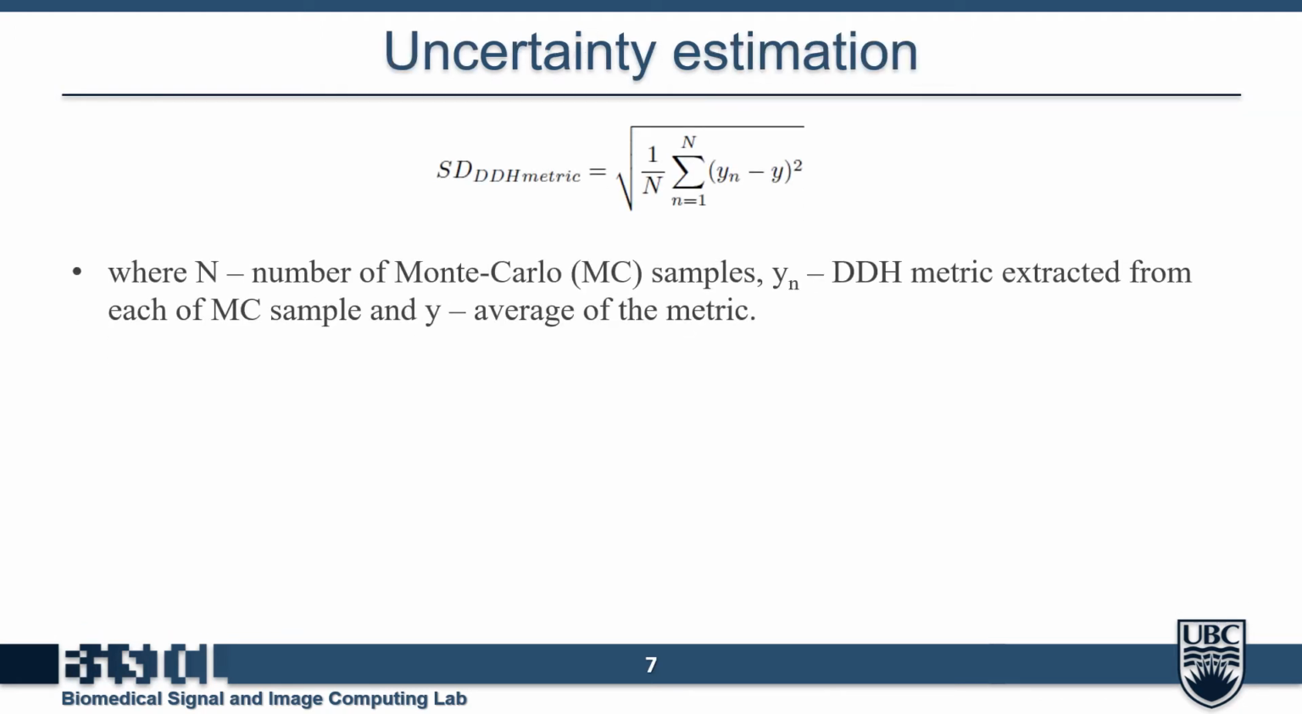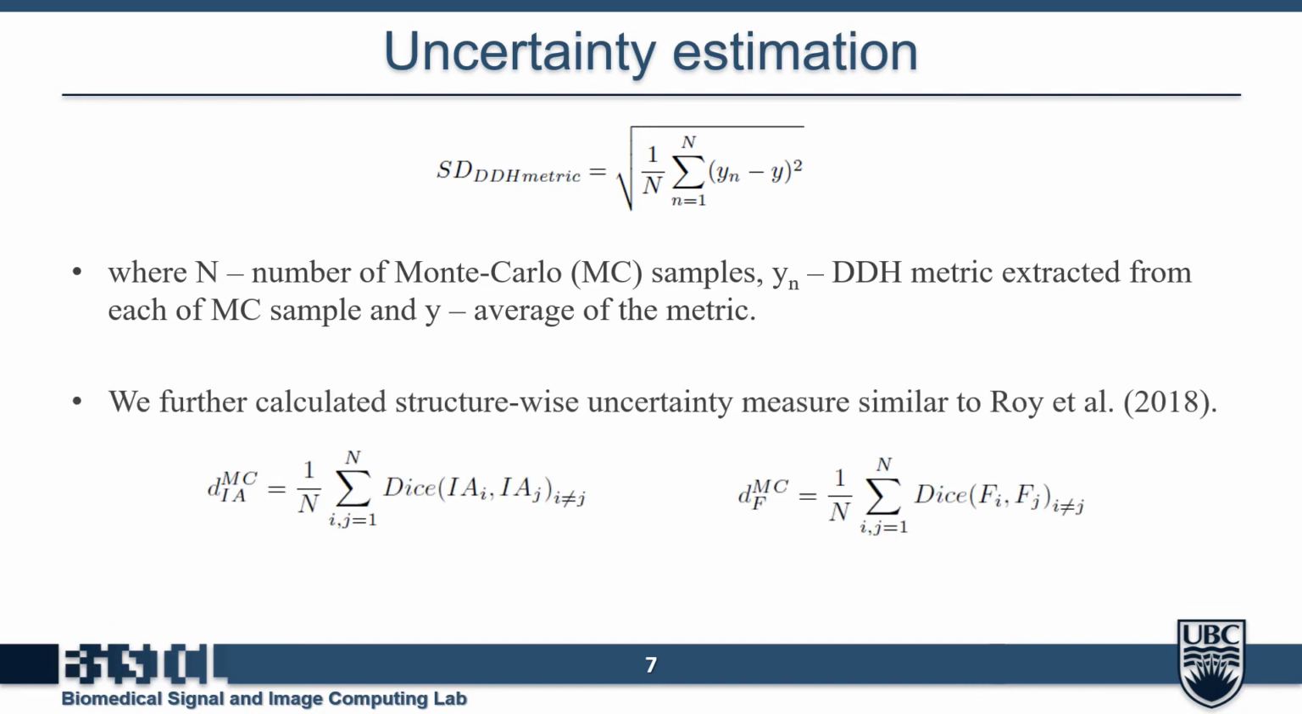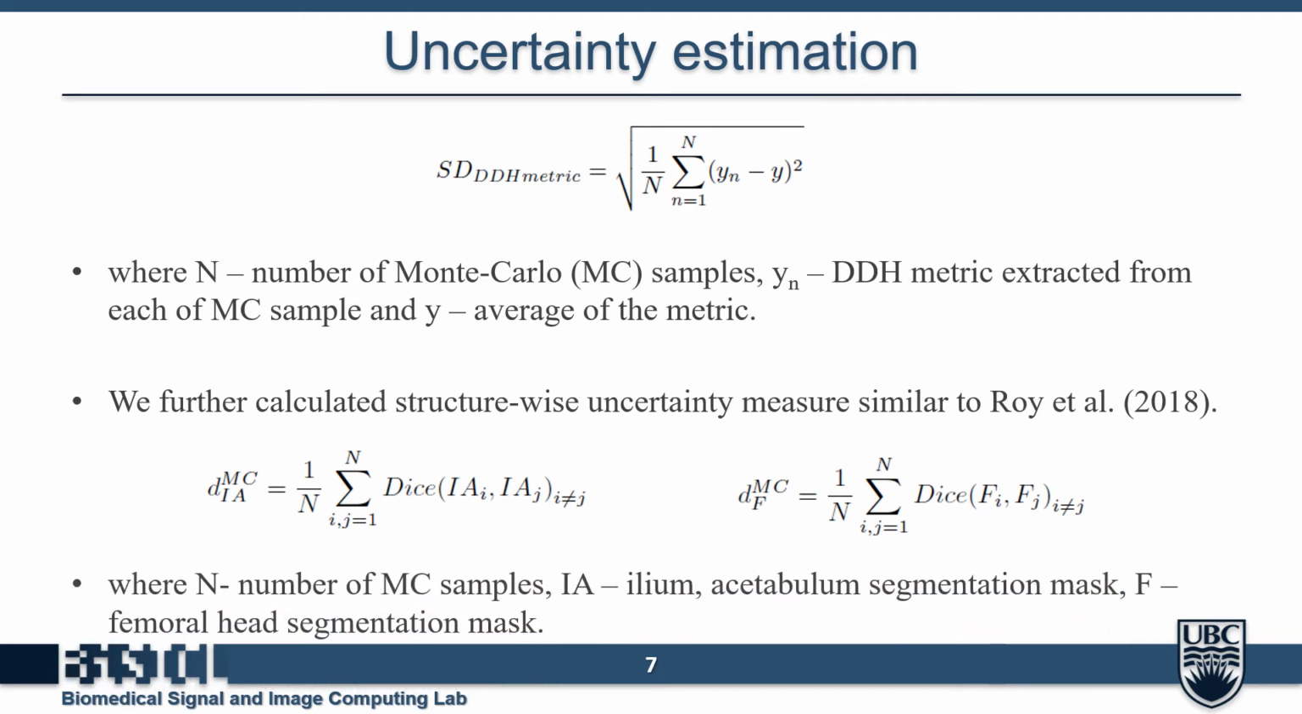We propose our uncertainty measure in the DDH metric as a standard deviation, in which n denotes the number of Monte Carlo samples, y_n is the DDH metric extracted from each Monte Carlo sample, and ȳ is the average of the metric. We further calculate a structure-wise uncertainty measure similar to Roy et al. to evaluate our proposed metric. It is calculated as the pairwise Dice combination of each of the Monte Carlo samples.